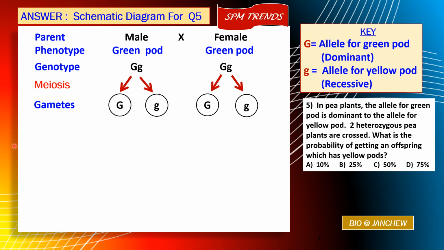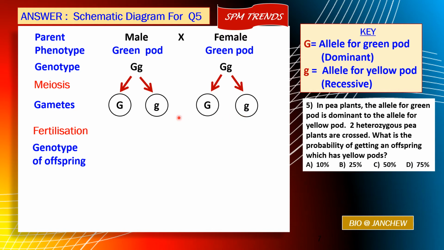Now, next, in fertilization, gametes fuse together. Gametes from the male plant, the one that supplies the male gametes, will fuse with the gametes from the other plant. So do it systematically. There are a few possibilities here. First gamete from first plant can fuse with the first gamete from second plant. Or first gamete from first plant fuses with the second gamete from second plant.